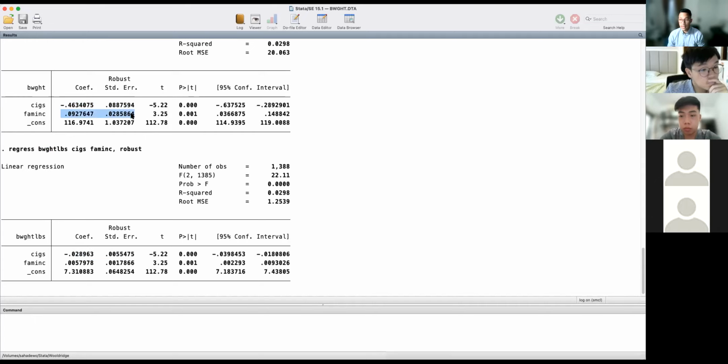You can also see that the estimated coefficient of family income is different than the estimated family income in the regression with birth weight in pounds. What's interesting though is that the t-statistics don't change. So for example, the t-statistic for cigarettes smoked per day is still negative 5.22. And in the regression with birth weight in pounds, the estimated t-statistic is still negative 5.22. You can also find that the estimated t-statistics for family income as well as for the constant are the same.